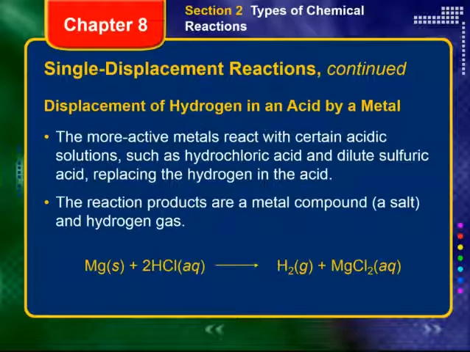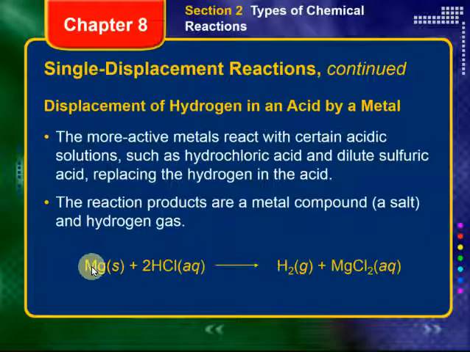We can displace the hydrogen from an acid with a metal, because again, with an acid, the hydrogen is acting like the metal, right? It's balancing out the negative charge of the anion, and so a metal will displace the hydrogen from an acid. The more active metals will react with certain acidic solutions, such as hydrochloric acid or a dilute sulfuric acid, and they'll replace the hydrogen in that acid. The reaction products are a metal compound, which we call a salt, and hydrogen gas.